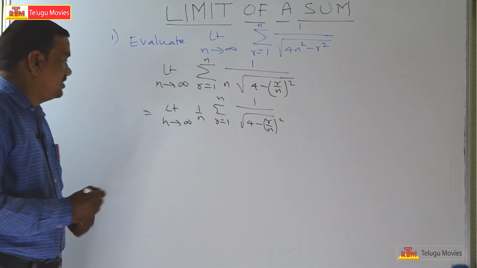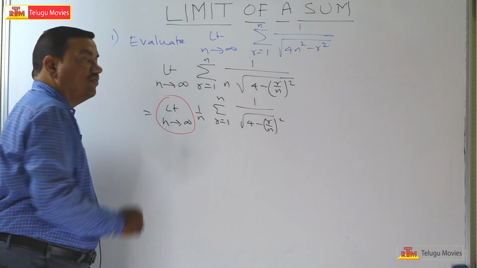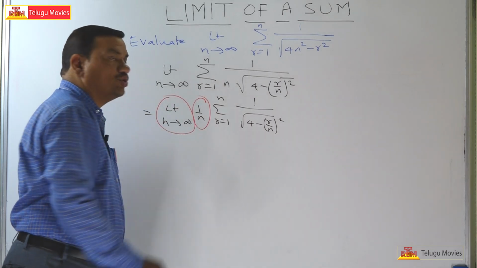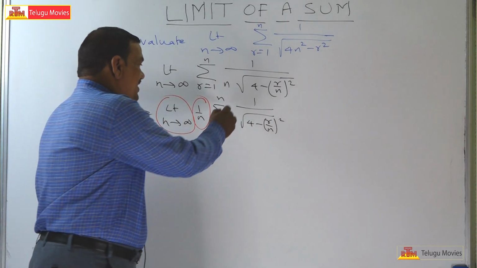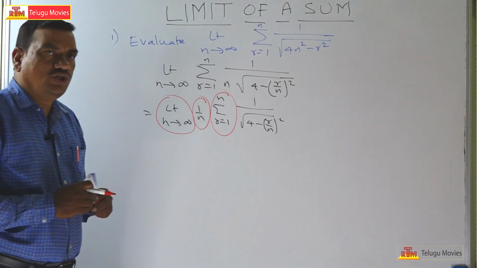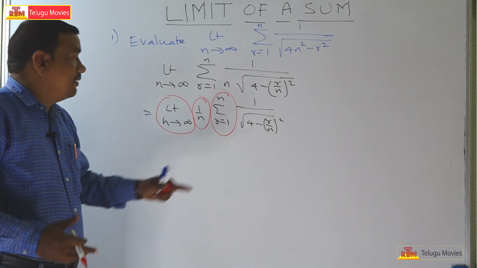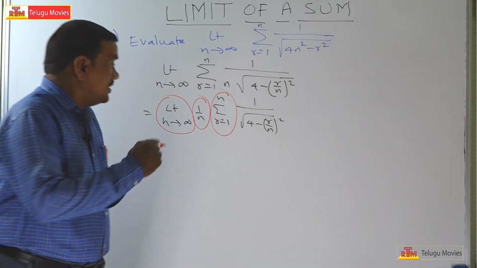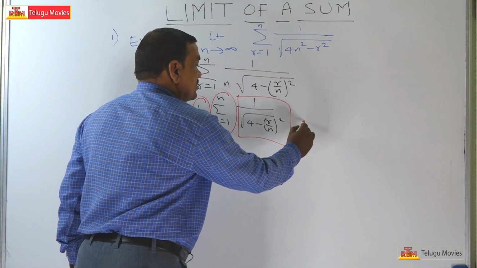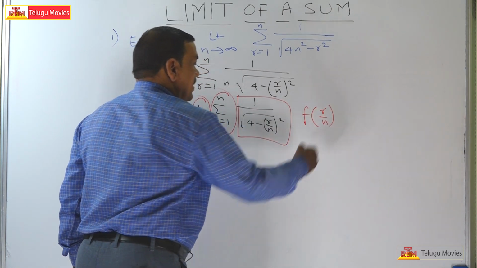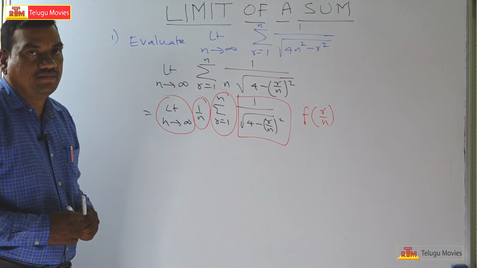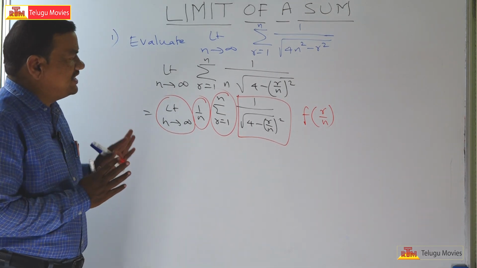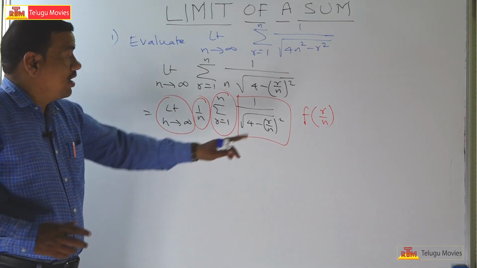So the first thing is limit n tends to infinity should be there. Here 1 by n should be there compulsorily. Here sigma r runs from 1 to n, or 0 to n minus 1, depending upon the problem; the r value and n value will change. Whatever the function may be, this should be f of r by n. So r by n should be there. For this type of problem, maximum you will get this type of format.